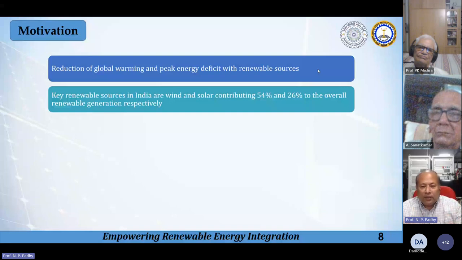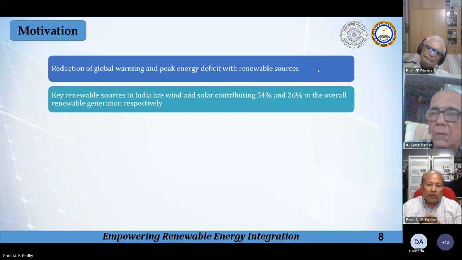Now, today, the overall PV renewable contribution, PV is contributing close to, percent, and the wind is contributing close to 26%.